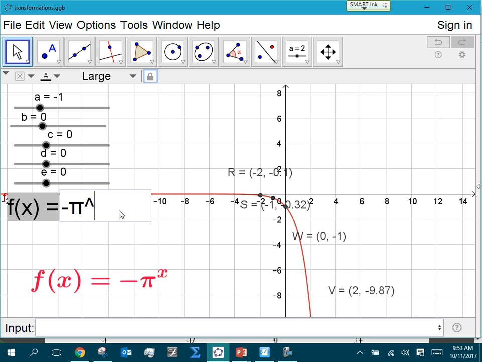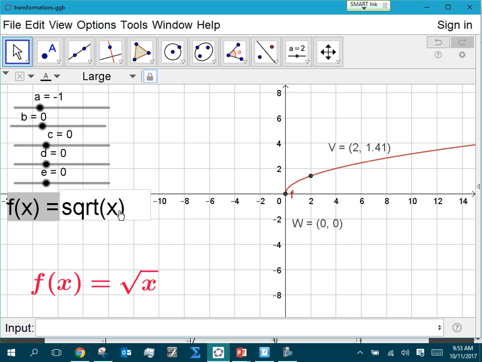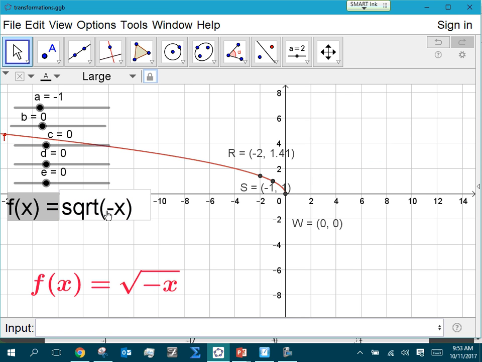Let's see what happens if I change the location of the negative. If I go square root of x, it looks like that. But now instead of multiplying the whole thing by a negative, what if I just multiply the x by a negative, do that first, and then take the square root? What axis do you flip over there? The y-axis. Okay? Same thing happens no matter what function you're dealing with.